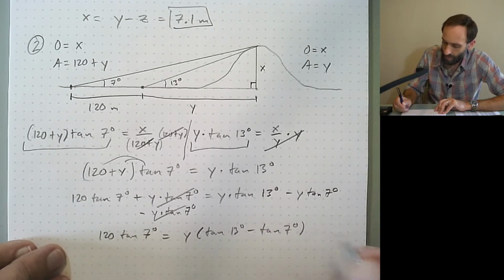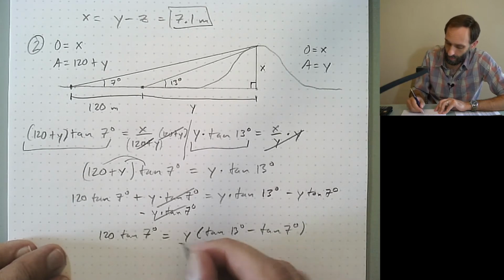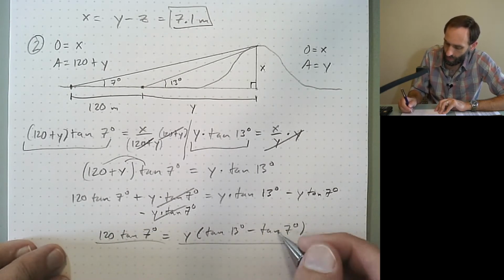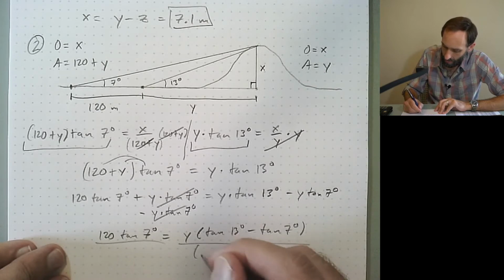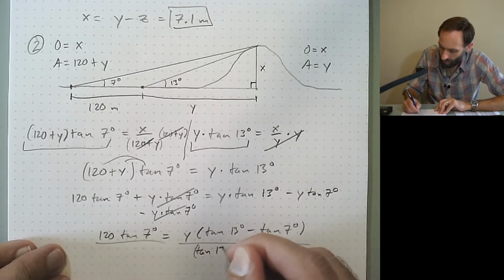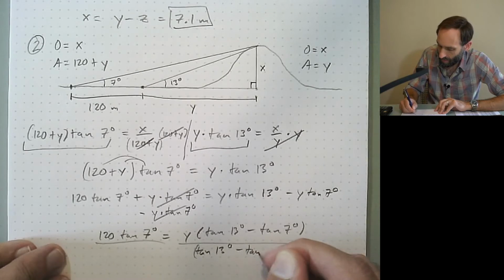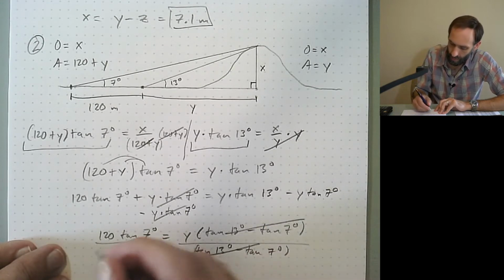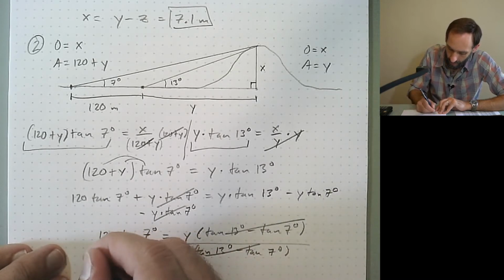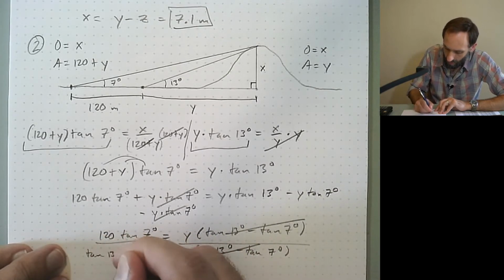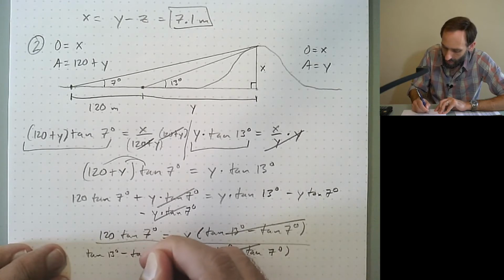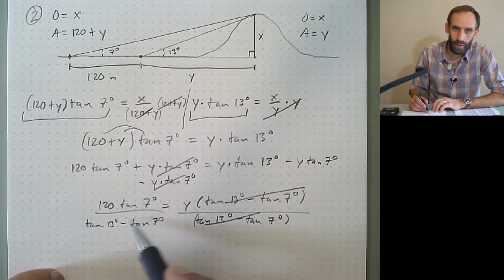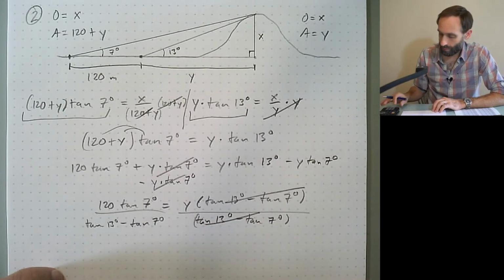All I have to do now is divide both sides by this, tangent of 13 degrees minus the tangent of 7 degrees. This cancels out with this, and I have the same thing on the other side: the tangent of 13 degrees minus the tangent of 7 degrees. Now let's plug this whole thing into our calculator.